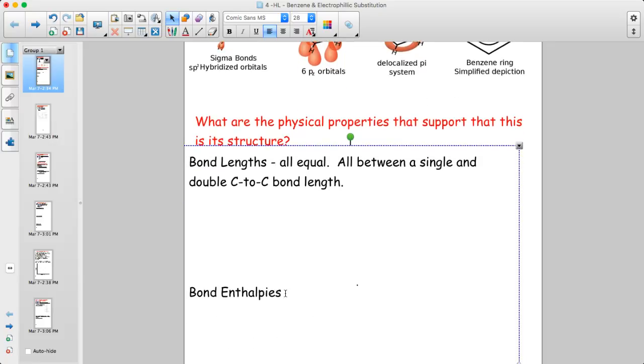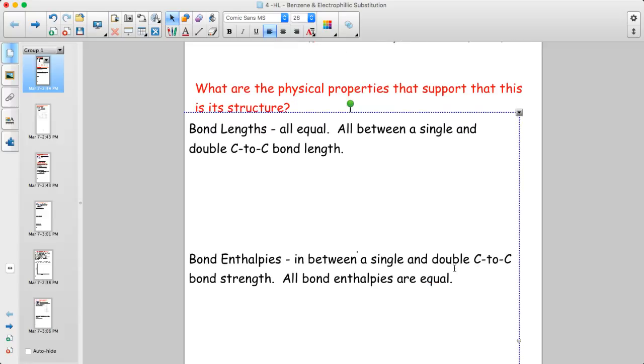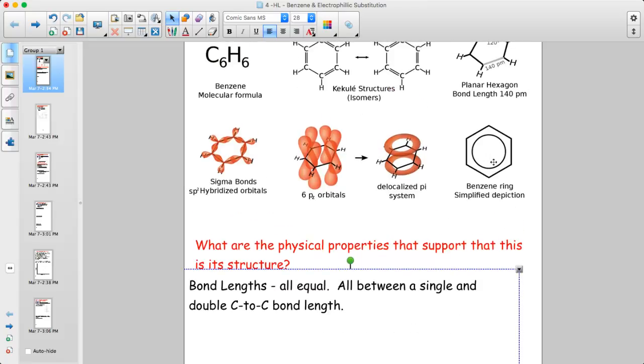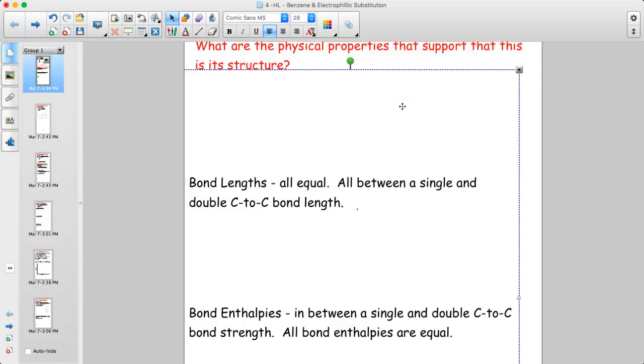The bond enthalpies are also in between a single and double C to C bond strength. Again, showing that they are somewhere in between, and there's not 2 different bond enthalpies. All bond enthalpies are equal. And the strength is actually closer to the double bond than it is to the single bond. So there appears to be some added stability that comes from the delocalization of electrons. The more you spread out charge, the more stable it gets. And so this is a more stable structure than if it were these alternating double and single bonds.